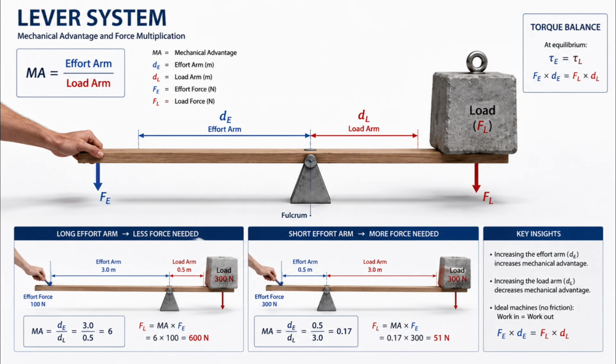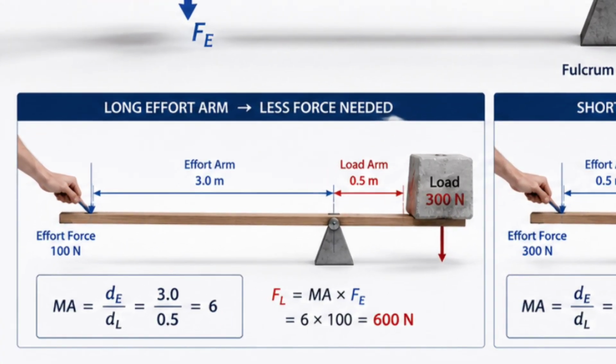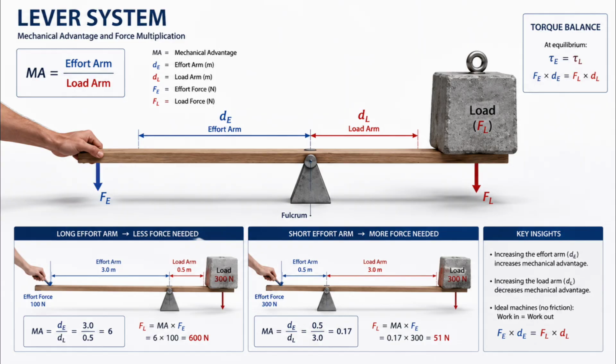The ideal mechanical advantage of a lever is MA equals effort arm divided by load arm. When the effort arm is longer than the load arm, a smaller force can lift a larger load. This principle allows humans to multiply force while conserving energy. Levers are classified into first class, second class, and third class types, depending on the positions of the fulcrum, effort, and load. From crowbars to human limbs, lever systems are fundamental to both machines and biology.